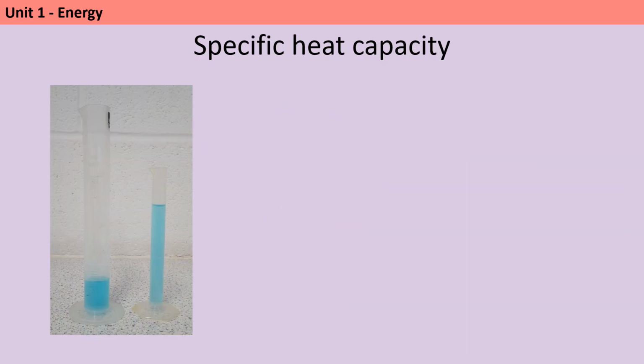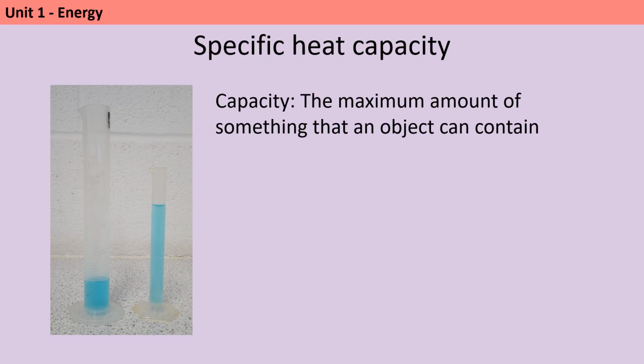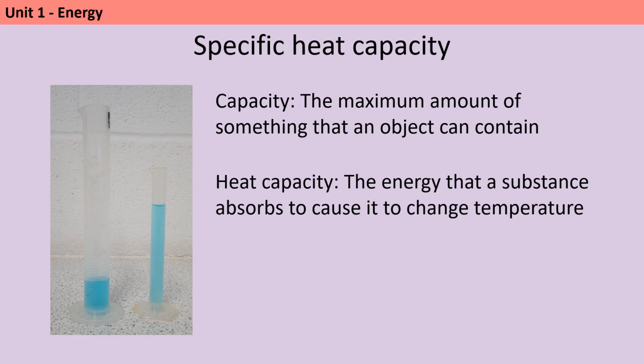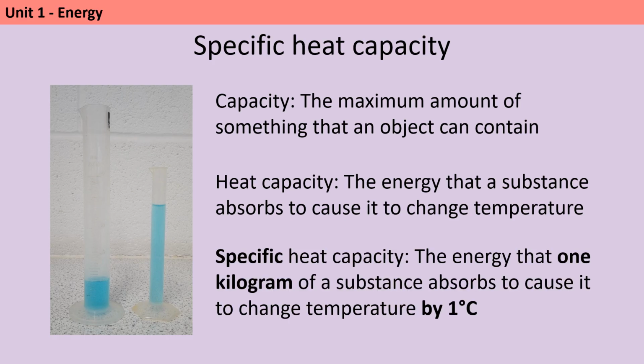Next is specific heat capacity, and this comes up in two parts of the specification, so we will come back to it later. Capacity is a concept that you were first introduced to in primary school, looking at how much liquid you could fit in different containers. It just means the maximum amount of something that an object can contain. So then heat capacity is about the maximum amount of energy that a substance will absorb to make it change temperature. And then the word specific tells us that we're referring to 1 kilogram of the substance and we're raising the temperature by 1 degree C.